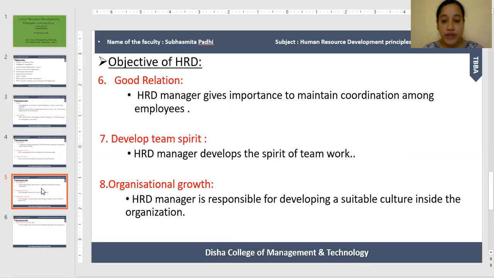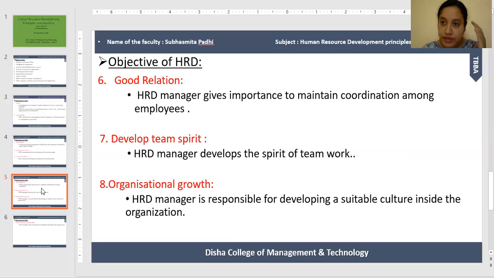Next objective of HRD is to develop the team spirit. The HRD manager gives more importance to teamwork rather than individual work, because they think that if employees work in a team, then it is possible for them to work in a coordinated and cooperative manner, and while working with a team, a sense of belongingness is also created, so that they will be motivated to work with this group, and they can do everything in a perfect manner. If they face any difficulty while performing the job, the team members will help them to overcome such problems.